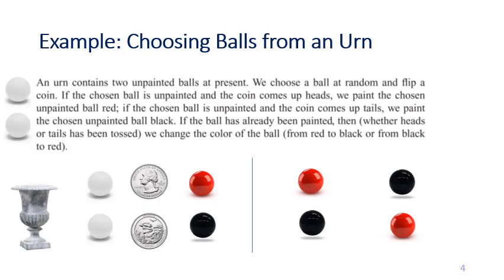Another example that we've seen before is about choosing balls from an urn. We start with 2 unpainted balls, and then we pick one ball randomly from the urn and flip a coin. If the coin comes up heads, we paint the ball red. If the coin comes up tails, we paint the ball black. If we keep playing this game and pick already painted balls, we just flip the colors from red to black, and from black to red, regardless of the outcome of the coin toss.